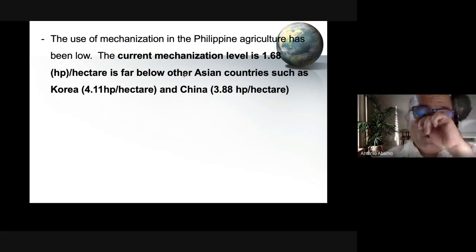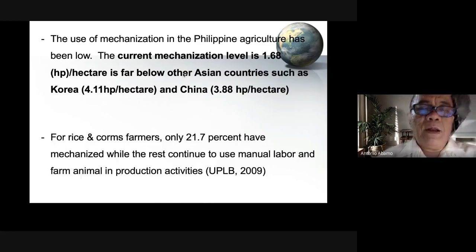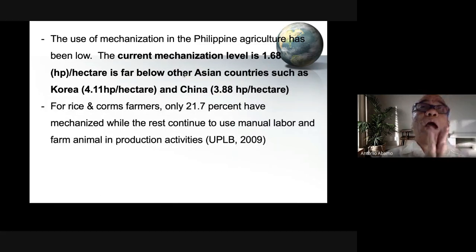So you have here another situation where mechanization in the Philippines is really dominated by rice and corn crops, which occupy about 21%. The rest of the crops actually use manual labor and also animal power in the production activities.